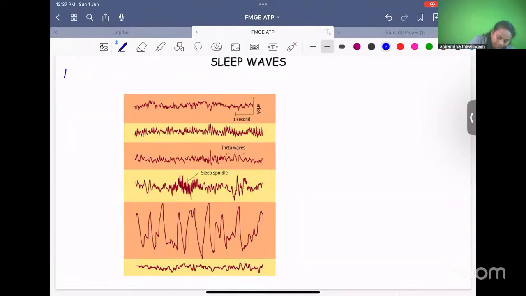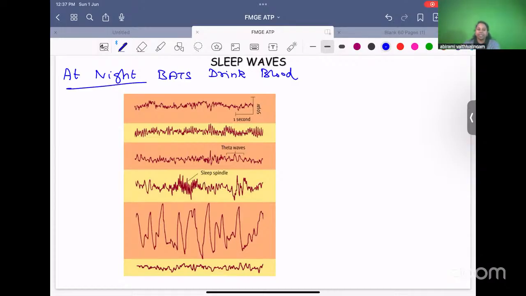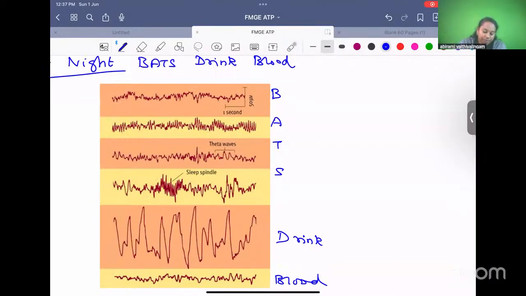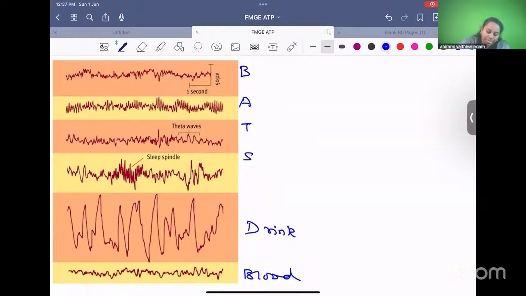The mnemonic is "At night, BATS drink blood." At night means we are recording the electrical activity of the brain during the night when the patient is sleeping. BATS, B, A, T, S, drink, blood. This is the mnemonic. We'll arrange it in this way: BATS, drink, blood.